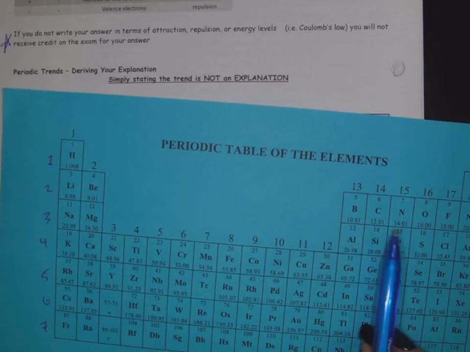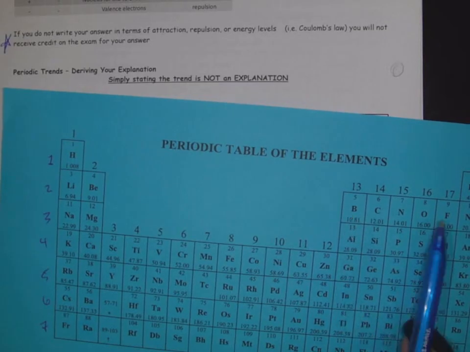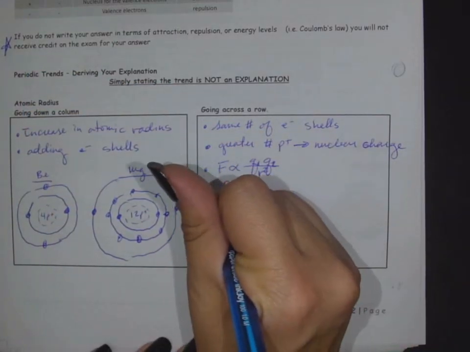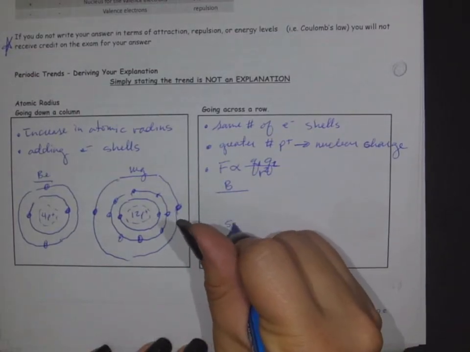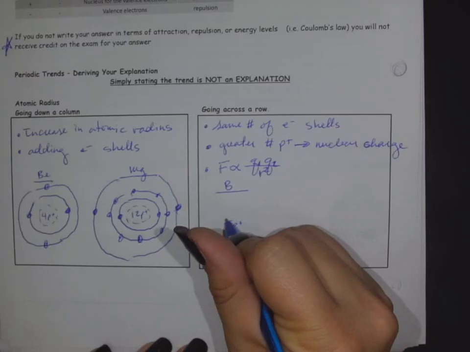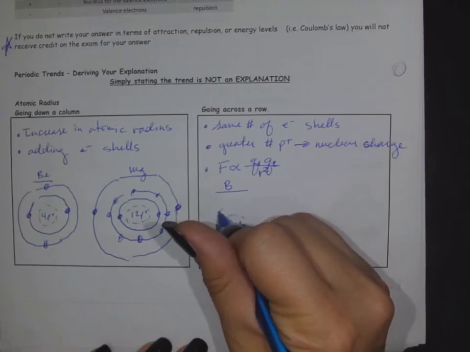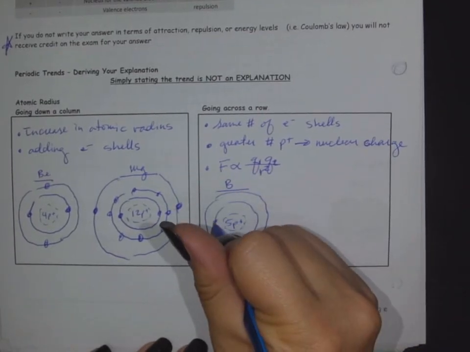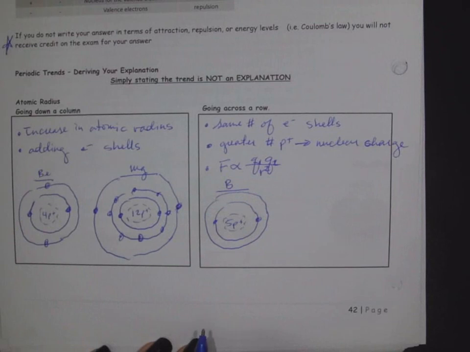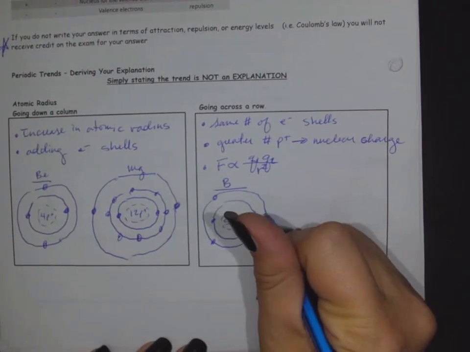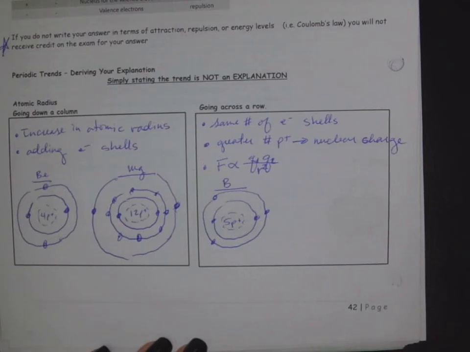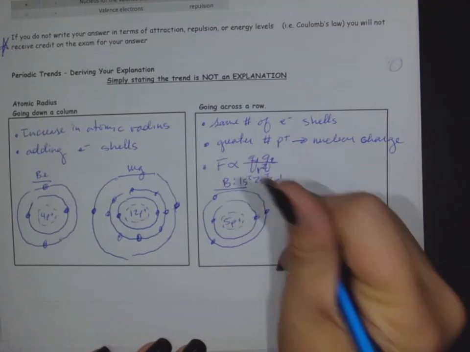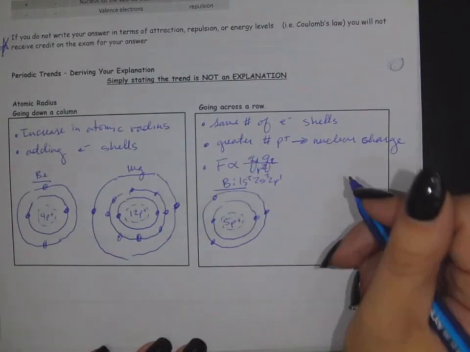Let's go boron and oxygen, okay? So boron has 5 protons, there's our nucleus. It's got 2 energy levels. In the first energy level, we got 2 electrons, and then in the second energy level, we got 3 electrons. Write out the electron configuration if you need to see all that: 1s2, 2s2, 2p1. Okay.